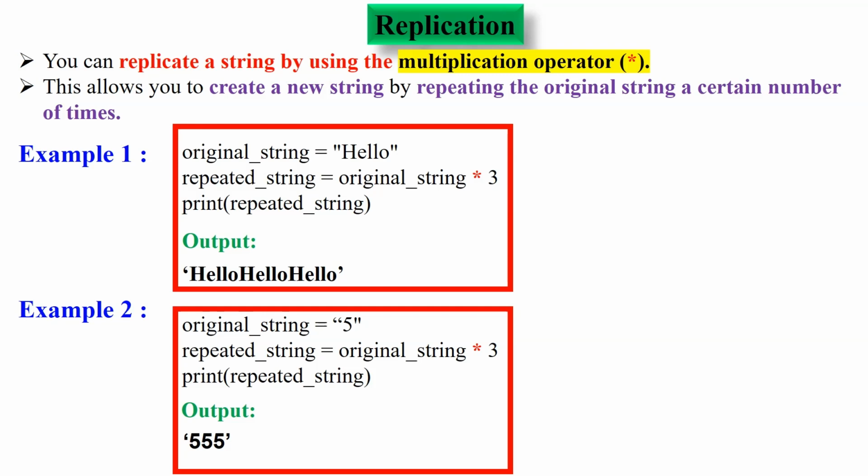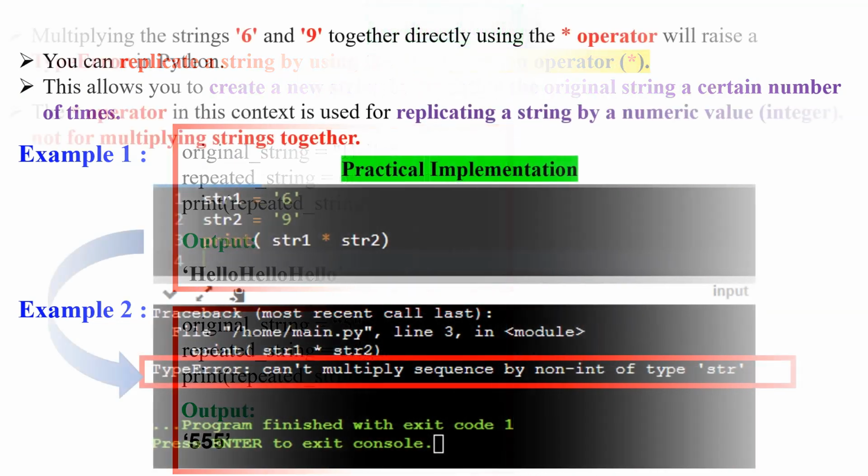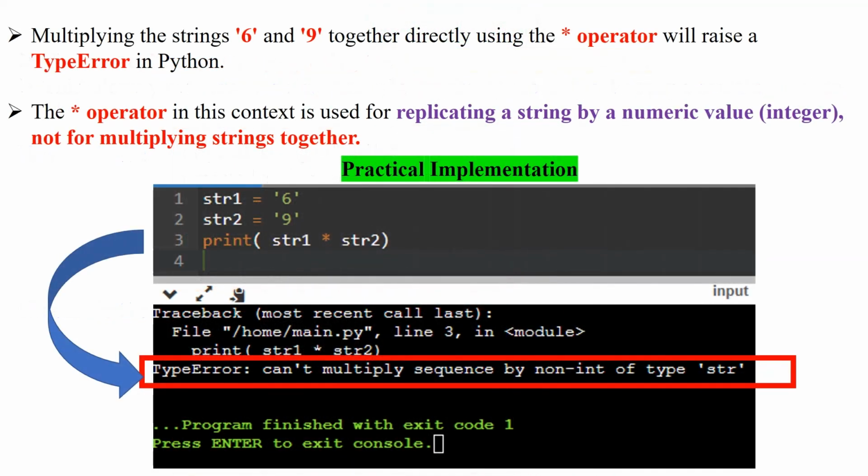Always check if the strings are enclosed in quotation marks. Multiplying the strings 6 and 9 together directly using the asterisk operator will raise a type error in Python. The asterisk operator in this context is used for replicating a string by a numeric value, an integer, not for multiplying strings together. You can check the output displayed on the console as TypeError: can't multiply sequence by non-int of type str.